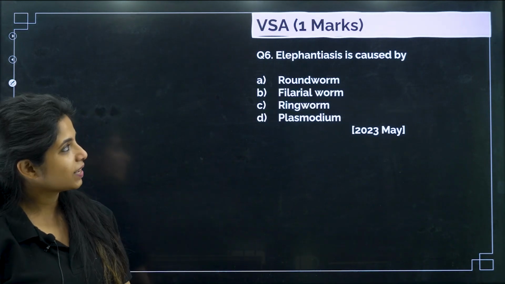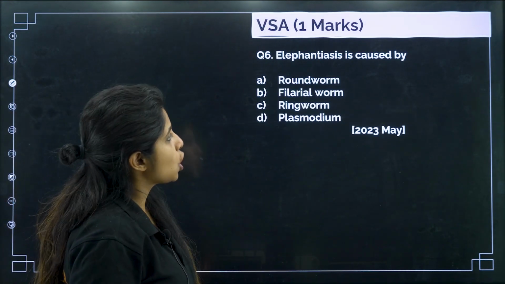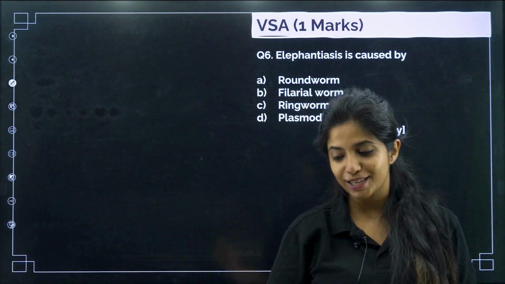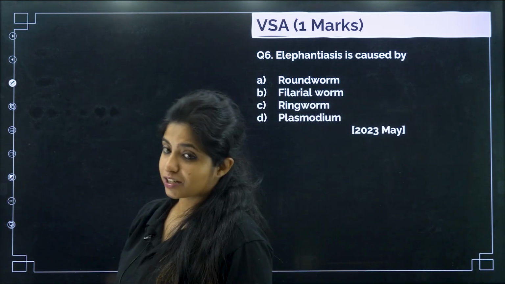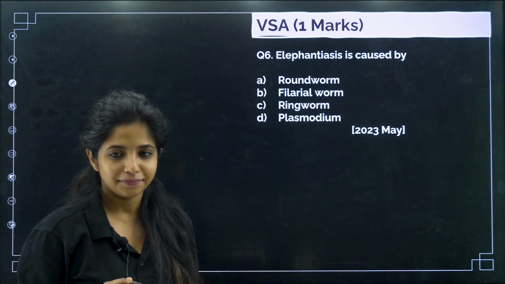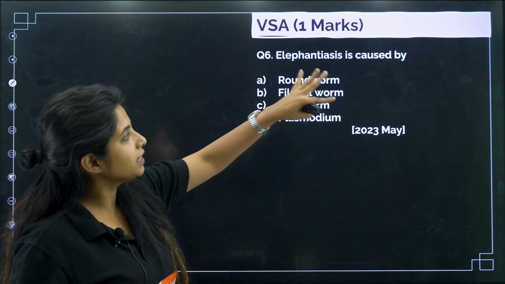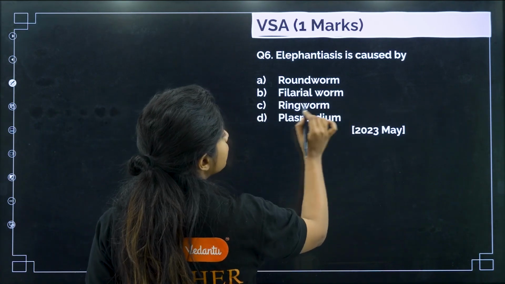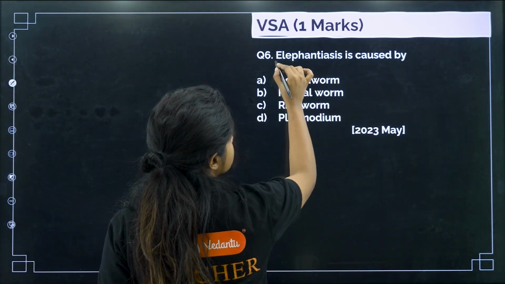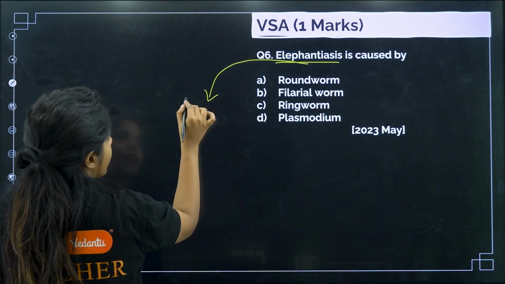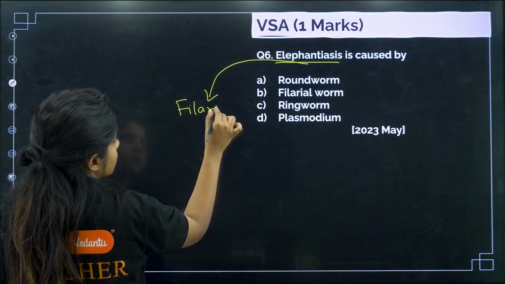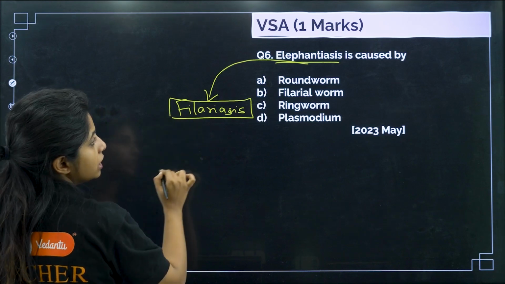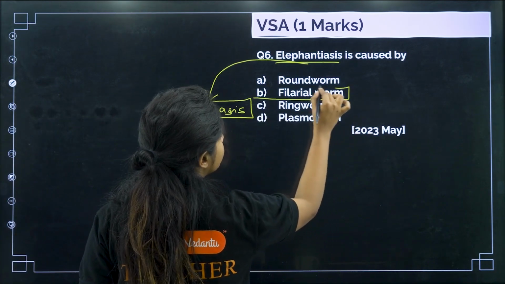Now next thing, elephantiasis is caused by, okay, I told you the disease's name that starts from F, it also starts from E. There are two names. Anyways, elephantiasis is caused by something which is known as roundworm, filarial worm, ringworm, plasmodium. What is the answer? Elephantiasis is also known as filariasis, my dear children, and it is caused by filarial worm.